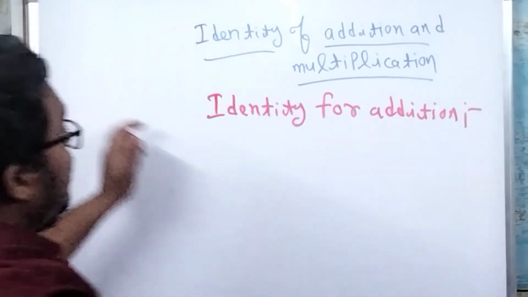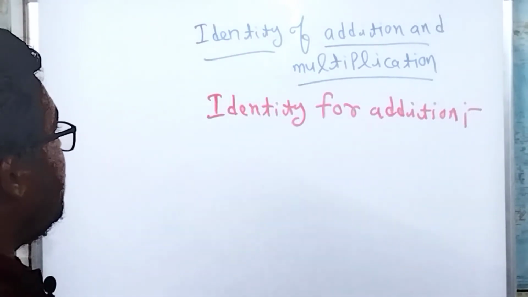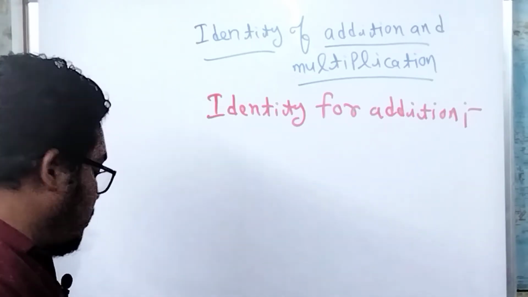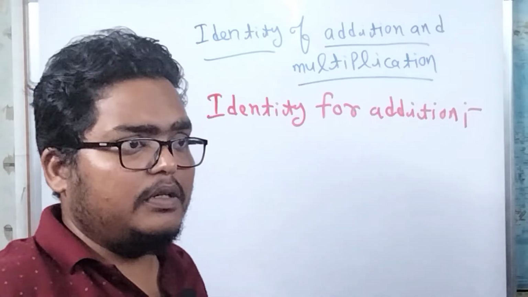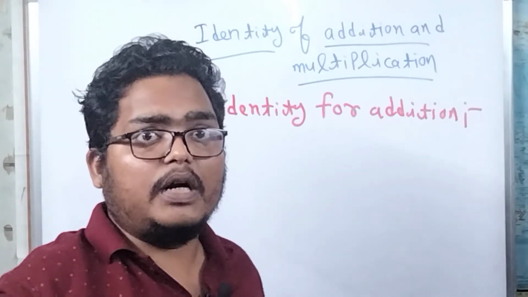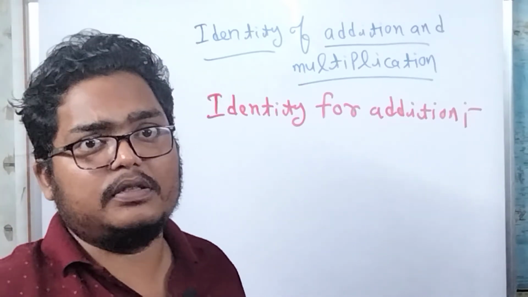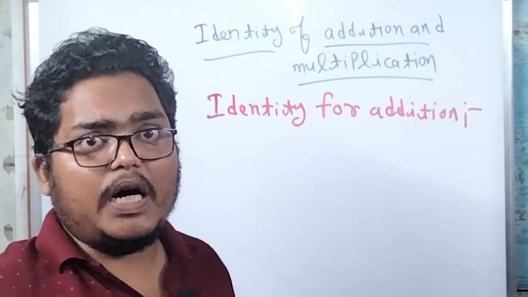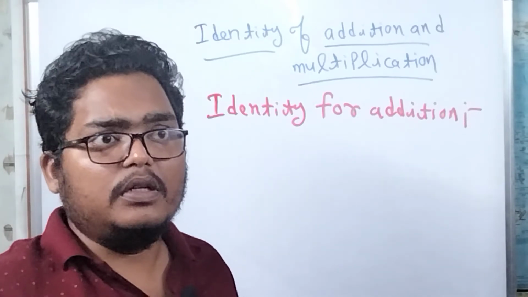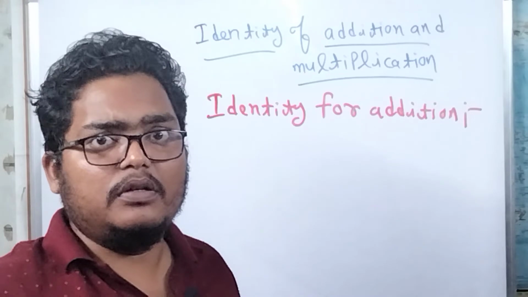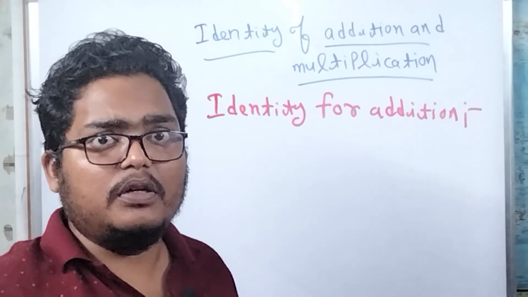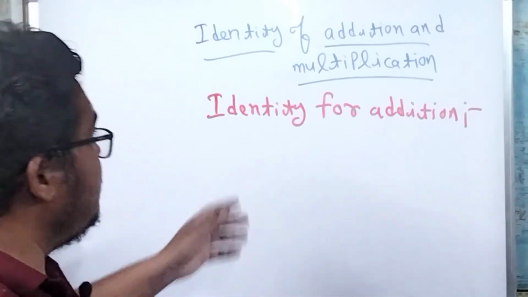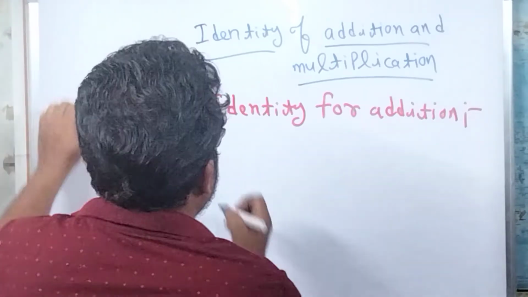Identity for addition. Friends, we always know this, and we read it continuously from lower class to higher class. 0 is the identity of addition. Any number which we add to 0, the value stays the number itself. Here we see some examples.